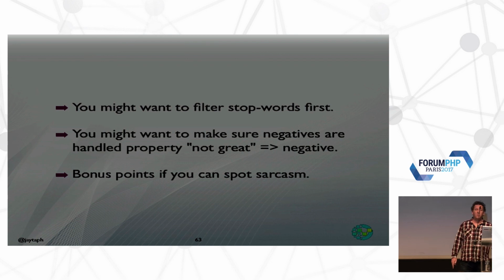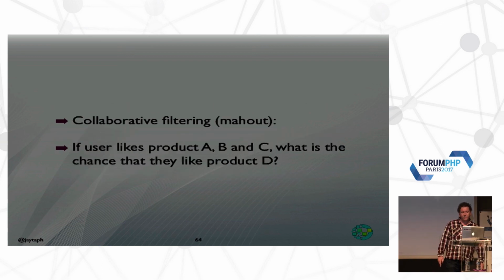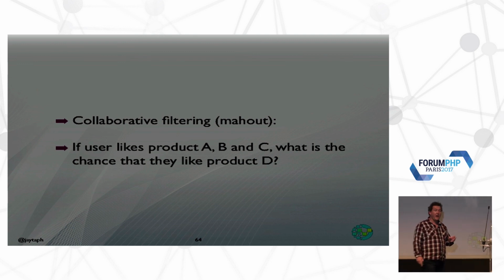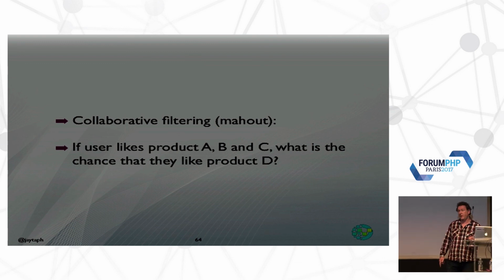Does anyone know what collaborative filtering is? No? It's something you probably use as well when you use Netflix. It's basically like this: if a user likes products A, B, and C, what are the chances that they like product D as well? Which is a little bit related to Bayesian filtering, but a little bit different. There's a system called Mahout. Anyone heard of that? Mahout is a really great tool from Apache, and you can do all those kinds of questions.